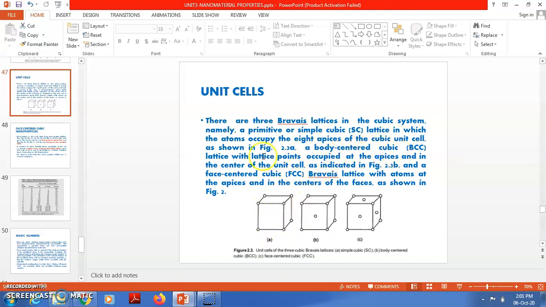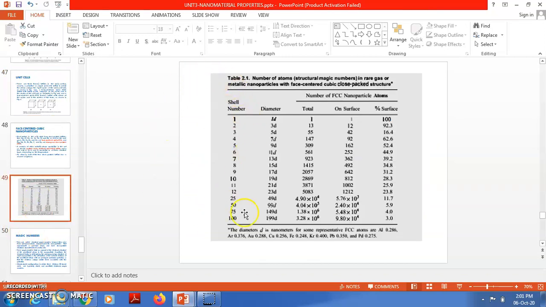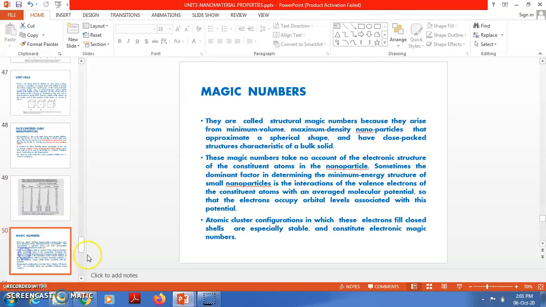A body centered cubic lattice has a lattice point occupied at the center of the unit cell, indicated in figure 2.3b, and a face centered cubic Bravais lattice has atoms at the corner points and one atom at the center of each face, as shown in the figure. And this is the chart we already saw.